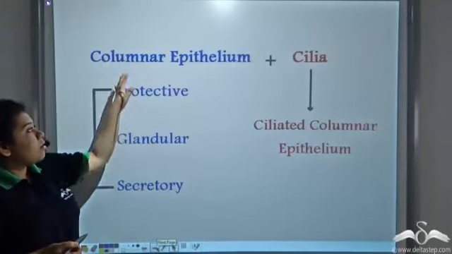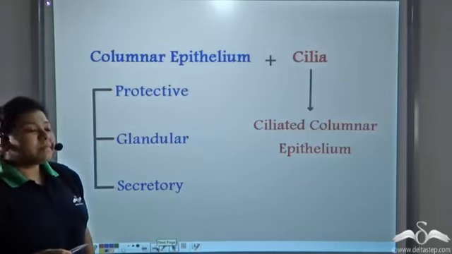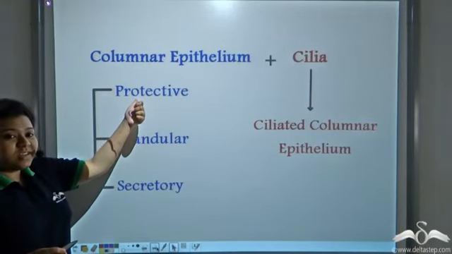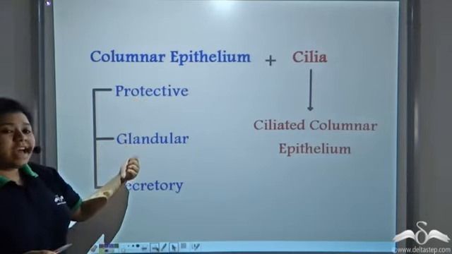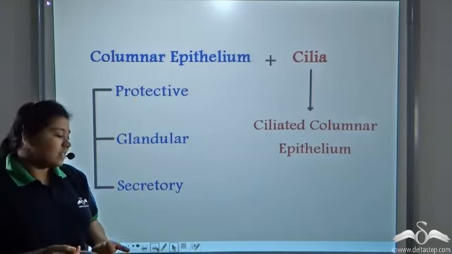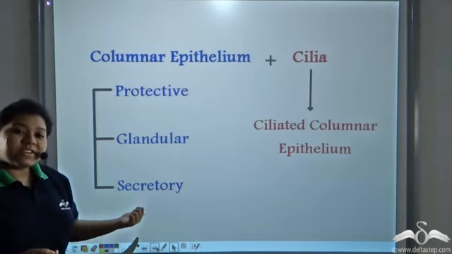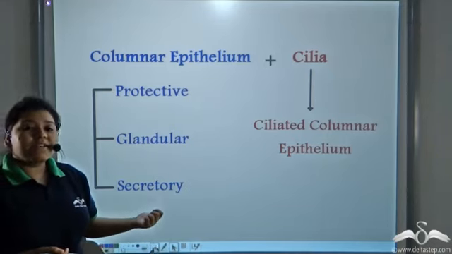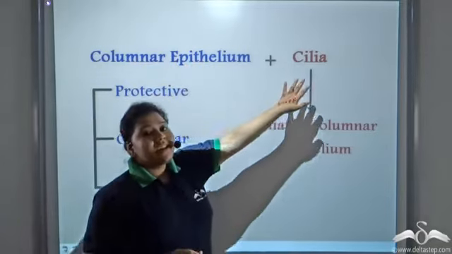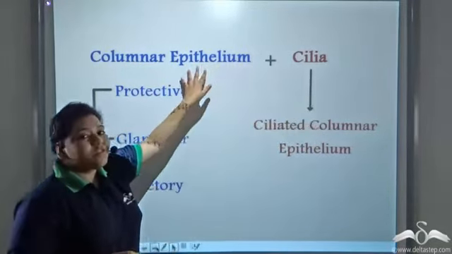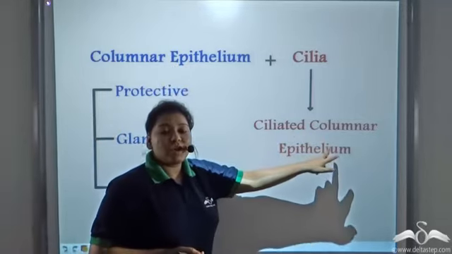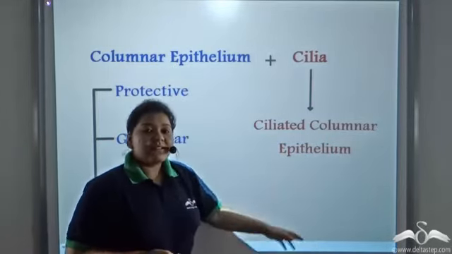So, columnar epithelium can be of 4 types. It can have a protective nature. It can be glandular, making up entire glands. It can have a secretory feature, like in the goblet cells. And when cilia are present on top of columnar epithelial cells, they form ciliated columnar epithelium.